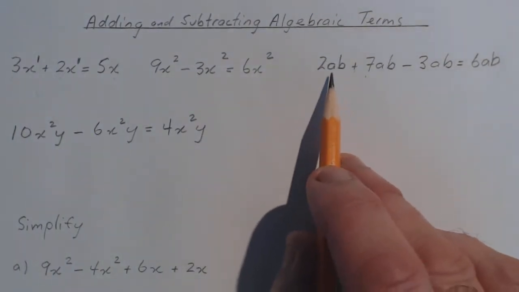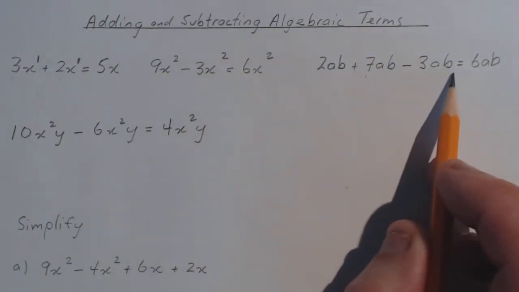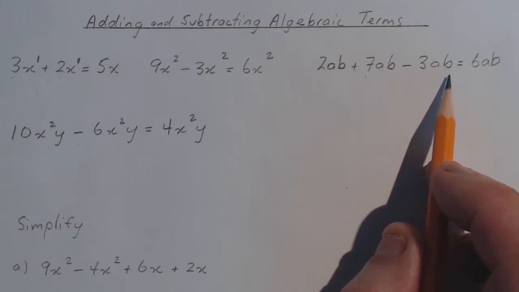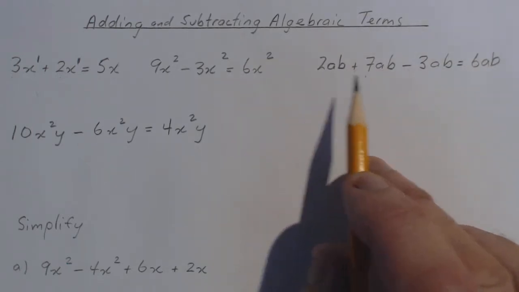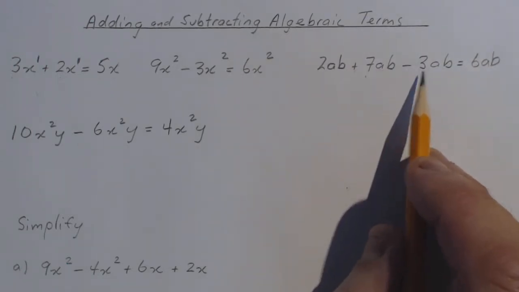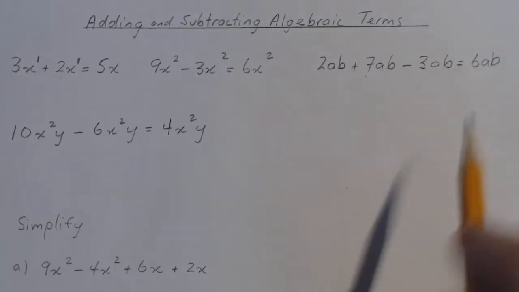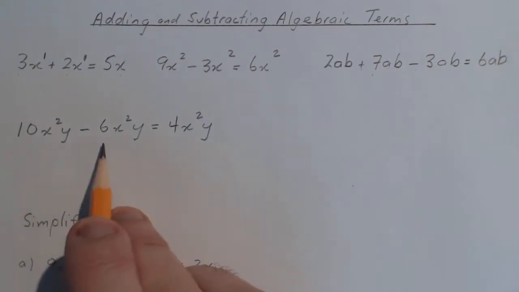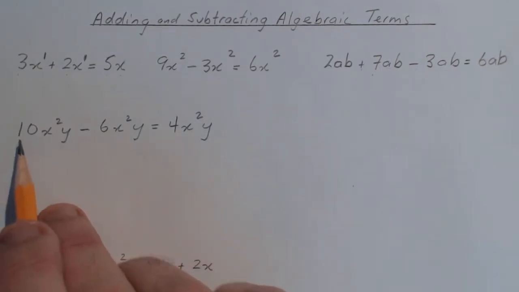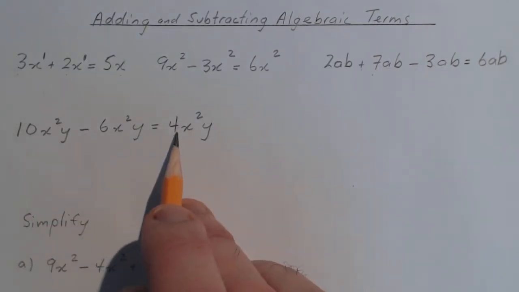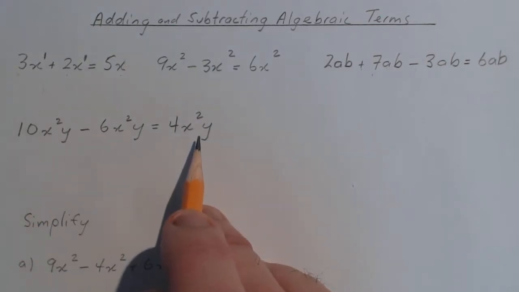The same thing here, we have ab, ab, ab, same variable and power. And we just add the 2 plus the 7 and then subtract the 3 to get 6. And we keep the same variable and power, ab. And the same thing here. 10 minus 6 gives 4, x squared y.